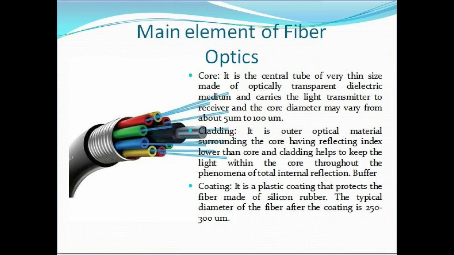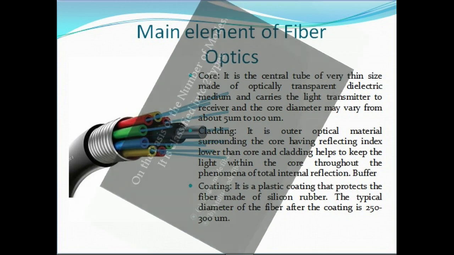Buffer coating. It is a plastic coating that protects the fiber, made of silicone rubber. The typical diameter of the fiber after the coating is 250 to 300 micrometers.